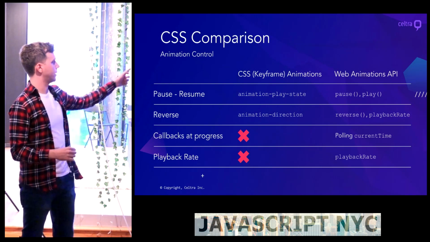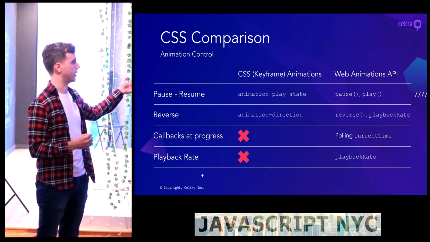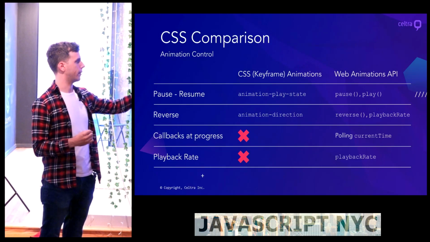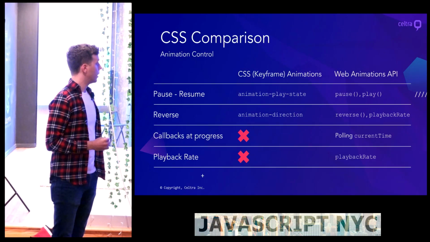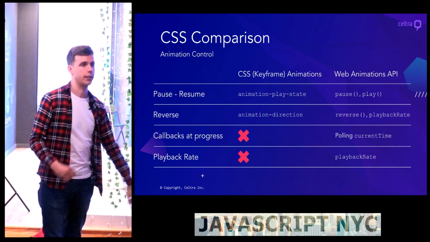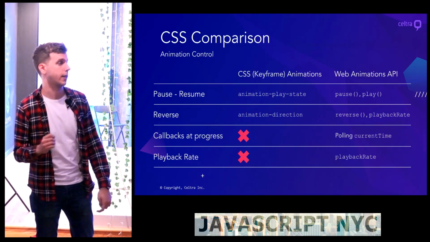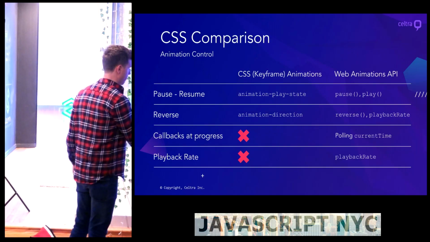So we can pause and resume an animation with pause and play function. We can reverse an animation with reverse call or by setting a negative playback rate. We don't get callbacks at certain progress, but we could simulate that by polling the current time, and we can change a playback rate by just setting it.